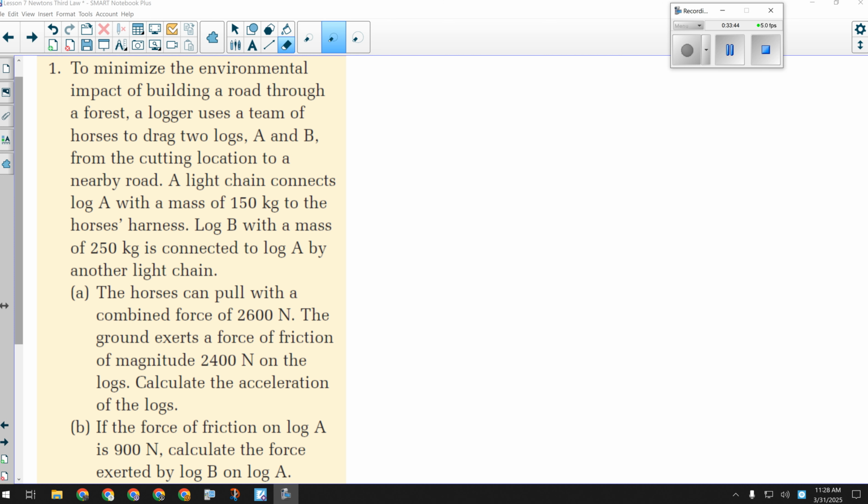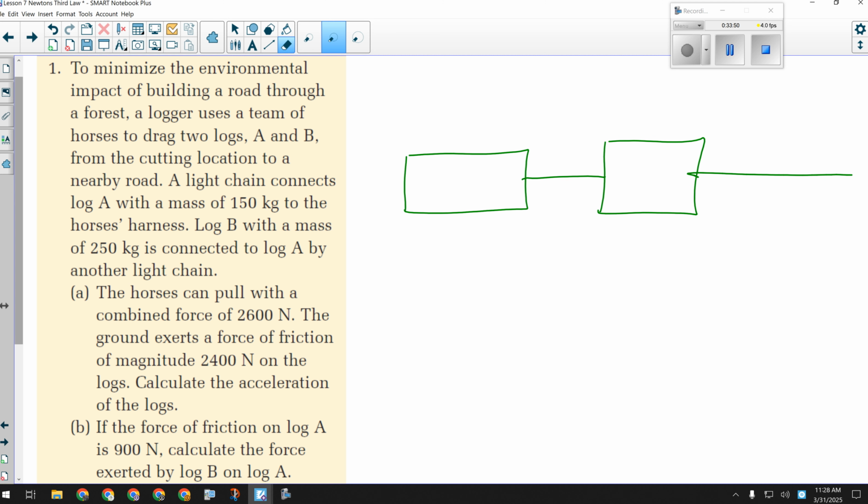Okay guys, so if we're just drawing this out, we got the two logs, they're connected by that chain, and then there's 2,600 newtons worth of force connected to the first log. The first log is 150 kilograms, and the second one is 250, and then the total friction on the whole system is 2,400 newtons.